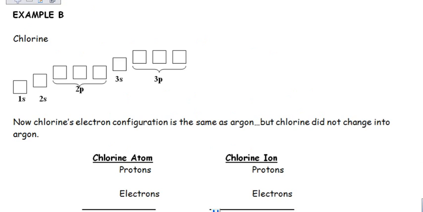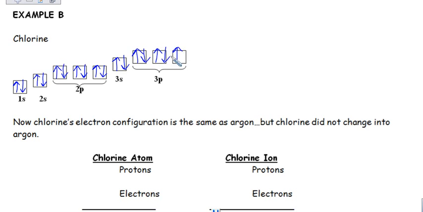Chlorine is element number 17. I guess that's not too crazy. I can handle 17 electrons. 1, 2, 3, 4, 5, 6, 7. I gotta pair them. 8, 9, 10, 11, 12, 13, 14, 15, 16, 17. There's the 17 electrons in chlorine.